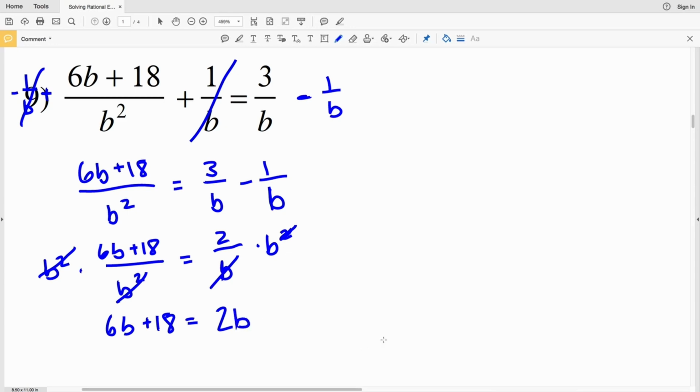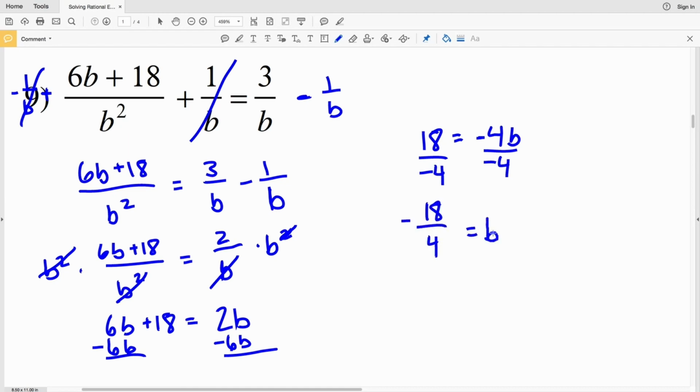Now I'm going to combine like terms and solve. So I'm going to subtract 6b from both sides to get that 18 is equal to negative 4b. Since 2b minus 6b is negative 4b, divide both sides by negative 4 to isolate that b, and I'll get that negative 18 over 4 equals b. But wait, we can simplify this down since they're both even numbers. So dividing both by 2 will give us negative 9 over 2. So b is equal to negative 9 halves for number 9.